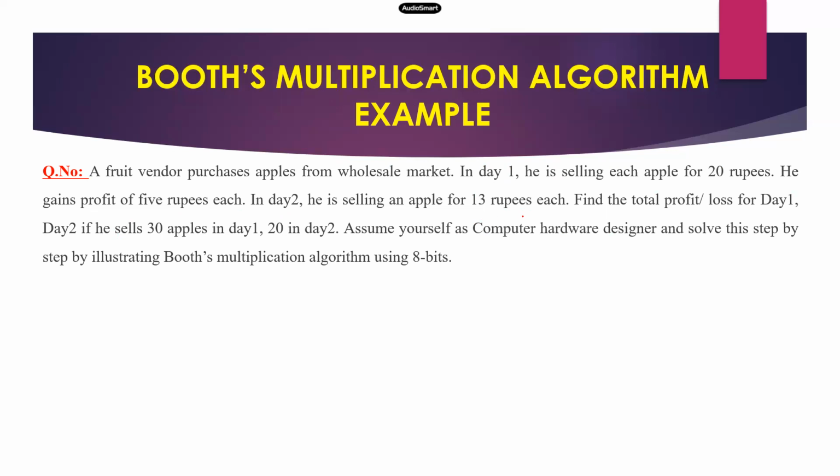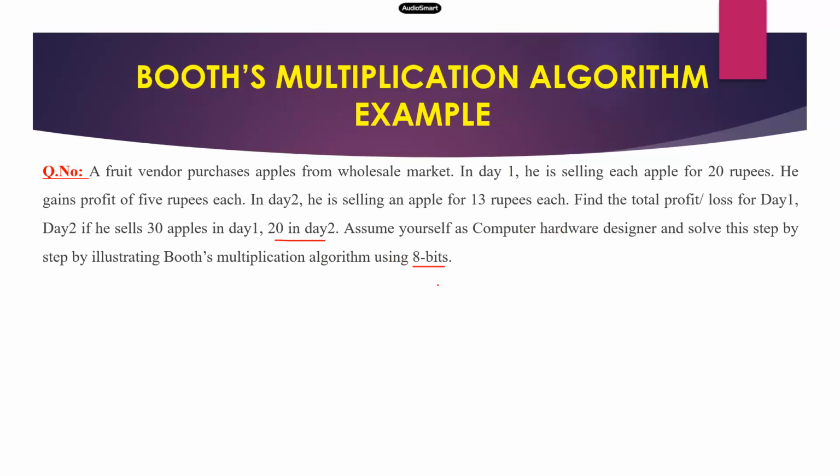So the first day, he is selling each apple for 20 rupees and he gained a profit of 5 rupees. The next day, he is selling an apple for 13 rupees. So find the total profit or loss for day one and day two, if he sells 30 apples on day one and 20 on day two. Assume yourself as a computer hardware designer and solve this step by step illustrating Booth's multiplication algorithm using 8-bit. Instead of 32-bit, here the question itself mentions 8-bit.